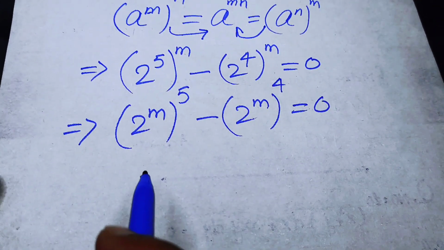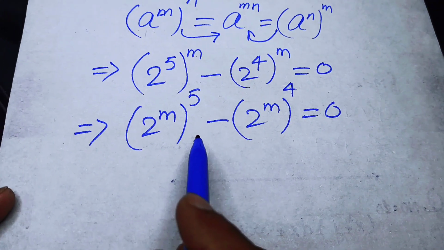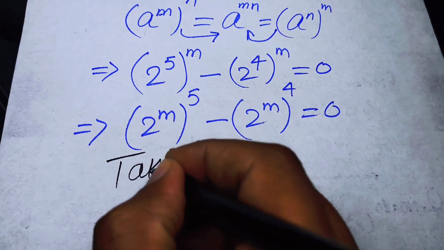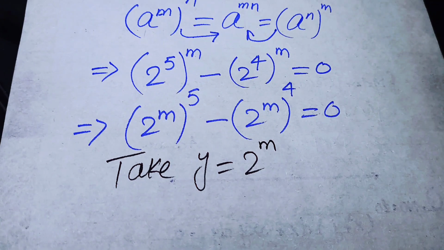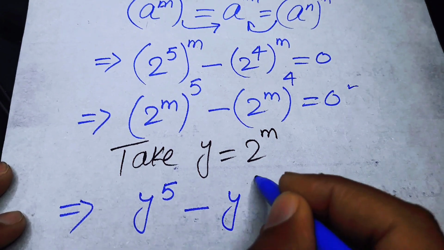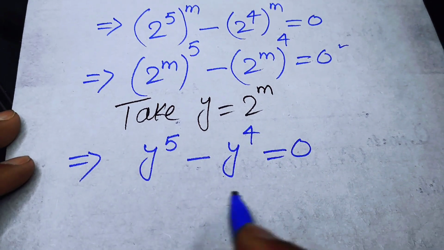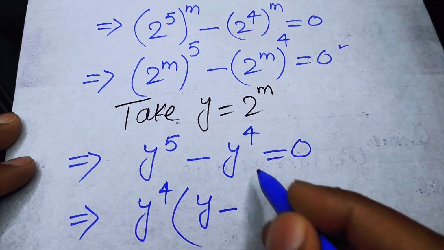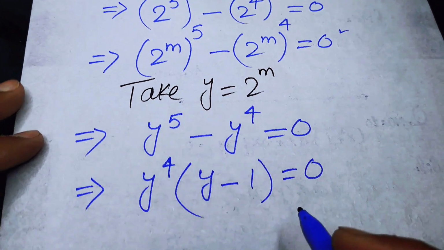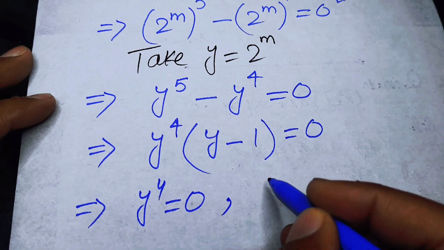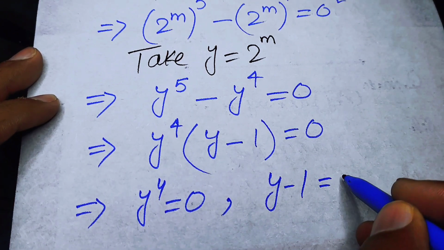Now I want to change this exponential equation into a simplified form, so we take y is equal to 2 to the power of m. Substituting this in the equation, we have y to the power of 5 minus y to the power of 4 is equal to 0. Now we can take common y to the power of 4, and we get y minus 1 is equal to 0. Now we have two cases. The first case is y to the power of 4 is equal to 0, and the other case is y minus 1 is equal to 0.